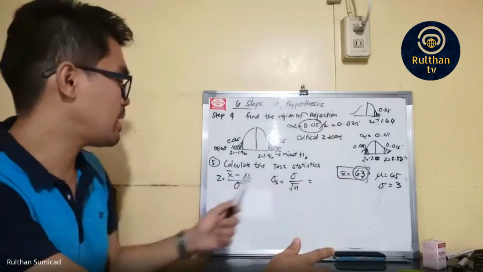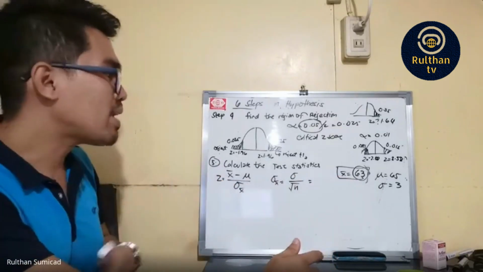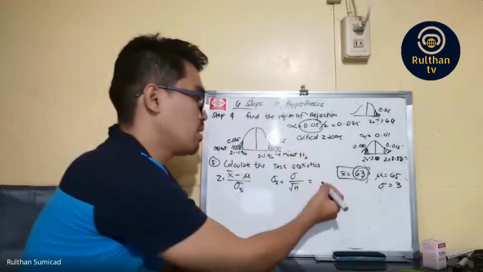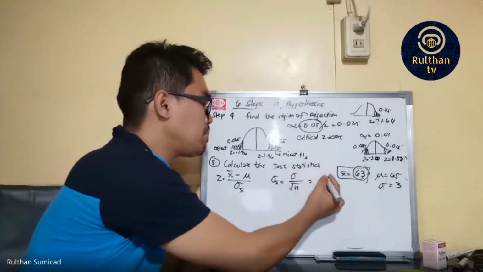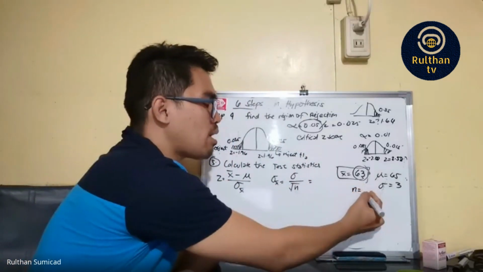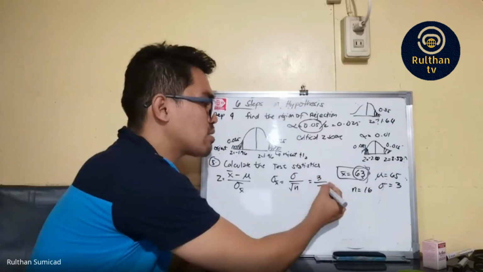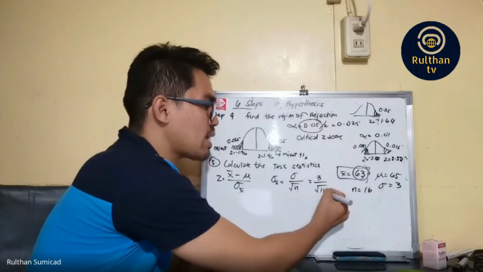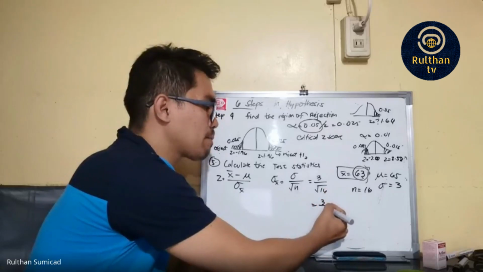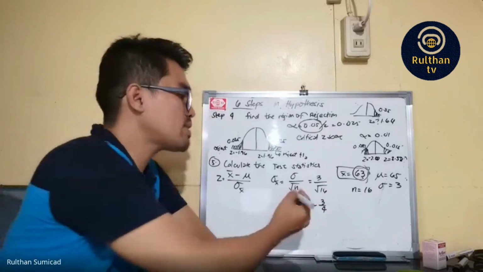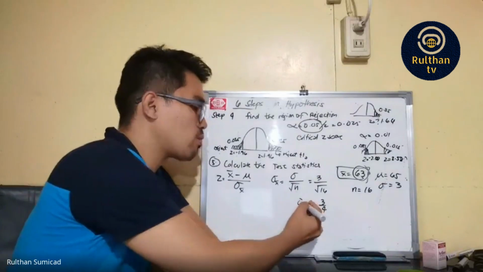Because these are all needed. Now, if that's the case, our standard error is simply, with our sample size being 16, 3 divided by the square root of 16, which is 3 over 4. This is our standard error.